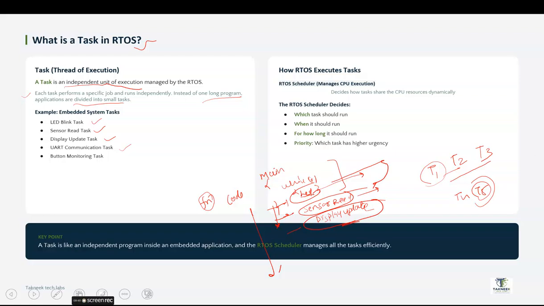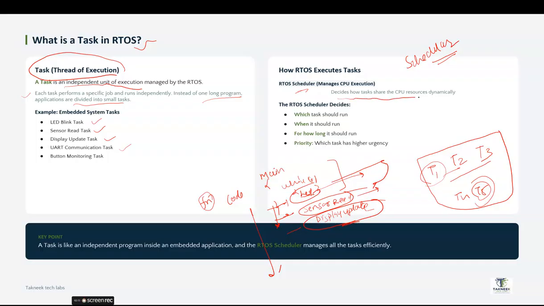So there's a term called scheduler. The scheduler is designed to control these tasks. So if you have task 1, task 2, task 3, and task 5, these tasks will be executed guided by the scheduler. The scheduler decides how tasks share the CPU resource dynamically. The scheduler decides which task should run, when it should run, how long it should run, and which task has the higher urgency.